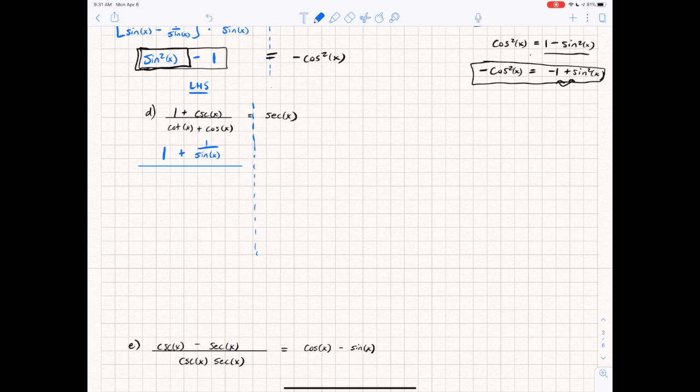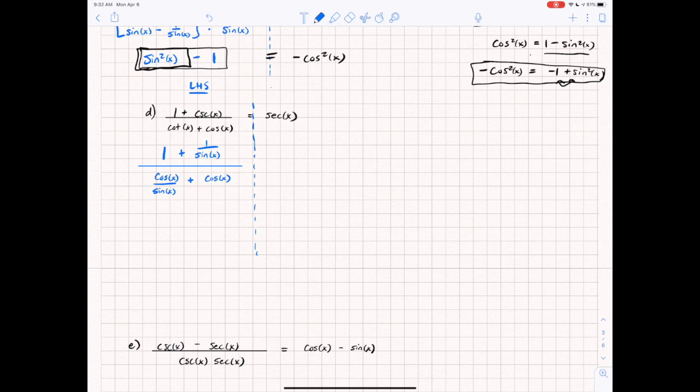All right, cotangent is cosine over sine. And then plus cosine. All right, now, depending on who you have as a teacher, there are different ways to go through and work this. This is called a complex fraction. Again, I have fractions within a fraction.